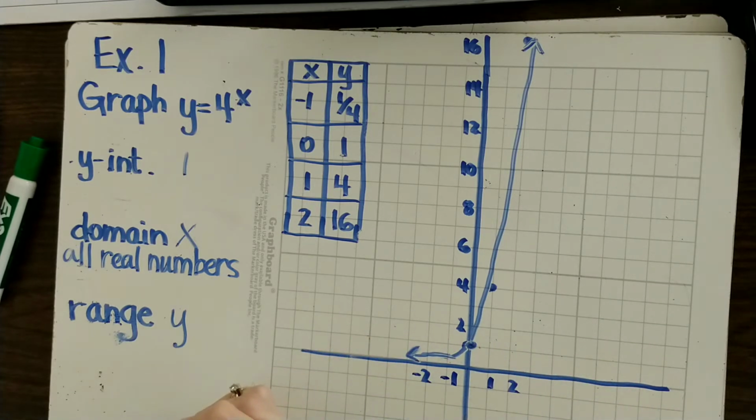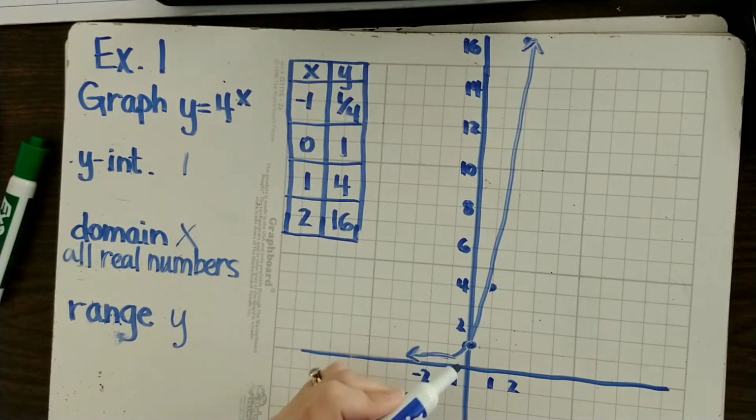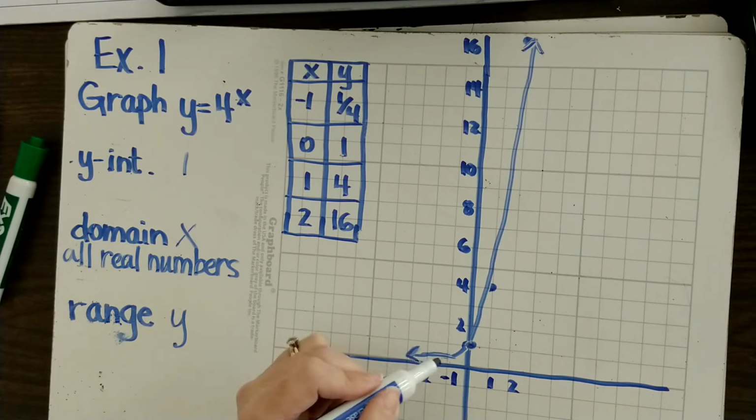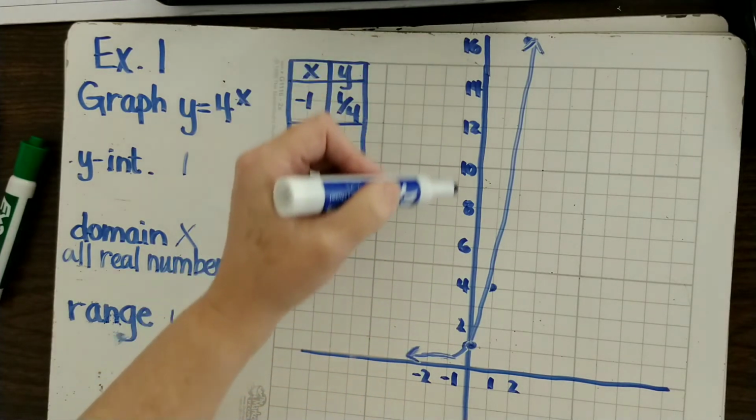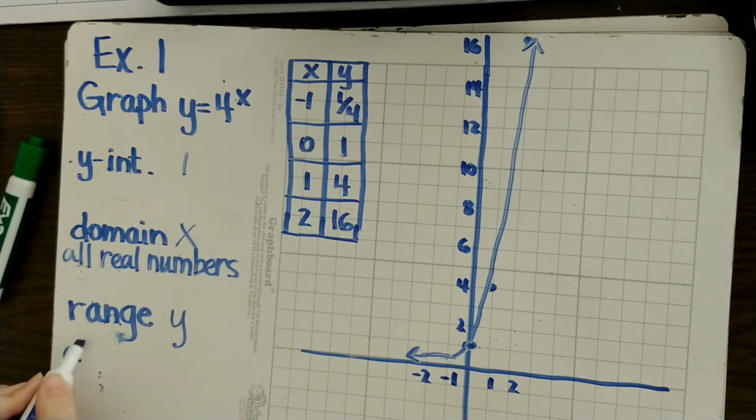Now let's look at our range. Our range is everything on our y-axis. Do you notice that our line never goes below the x-axis? It always stays above. So will any of our values ever be negative for this graph? No, they will not. So we're not going to say it's all real numbers because it's actually just above the origin, and it will be all positive numbers.